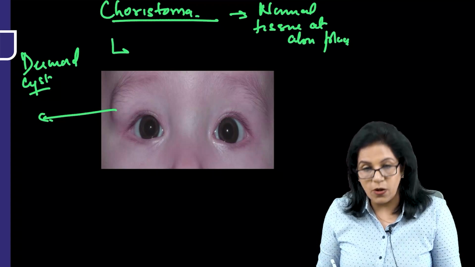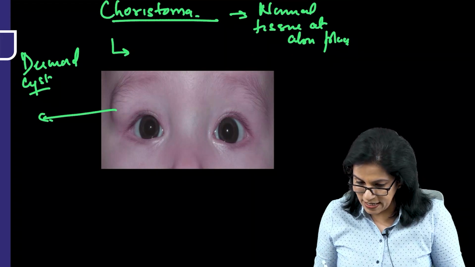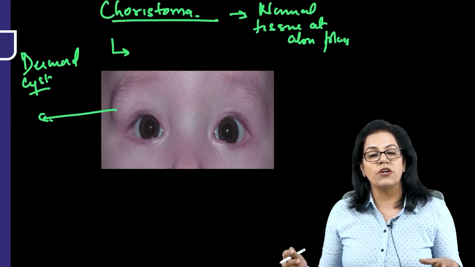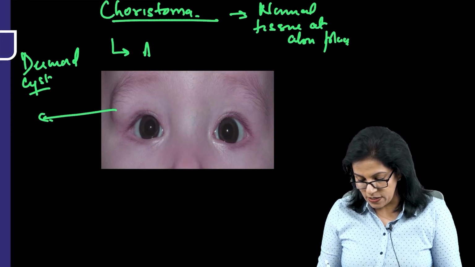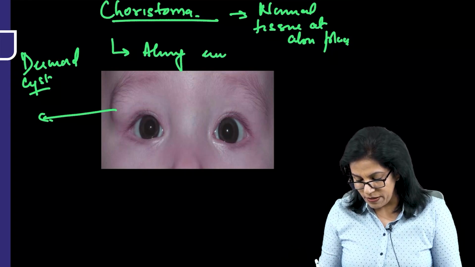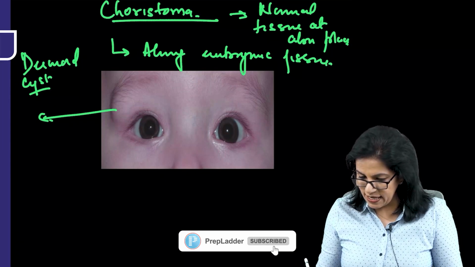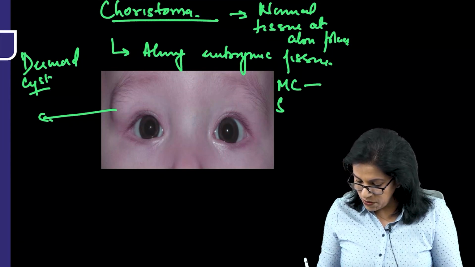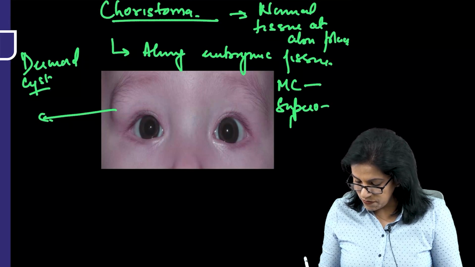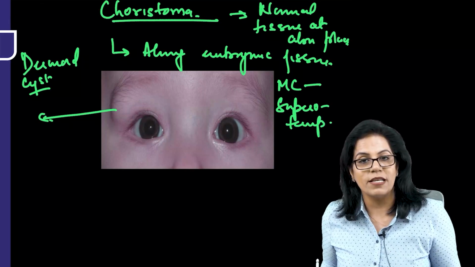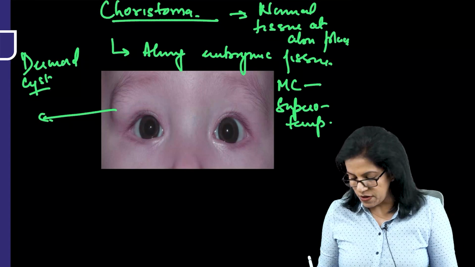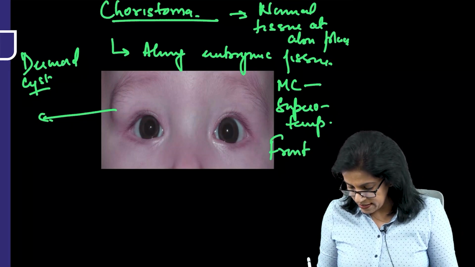So this is mainly along the embryonic fissures. This is due to sequestration of embryonic epithelial cells, and it is along the embryonic fissure. I think you all know it better than even me, all the details, right? Most commonly you will see it superotemporally. Just learn these 1 or 2 more points. Most commonly superotemporally, that is the frontozygomatic suture.